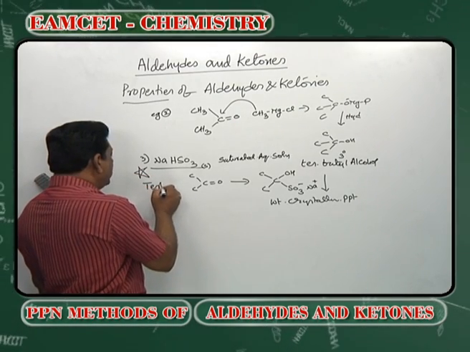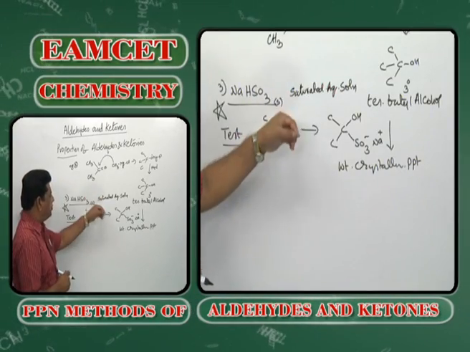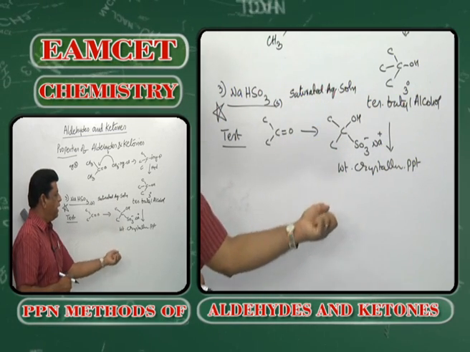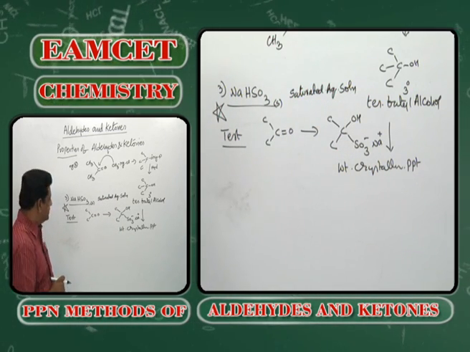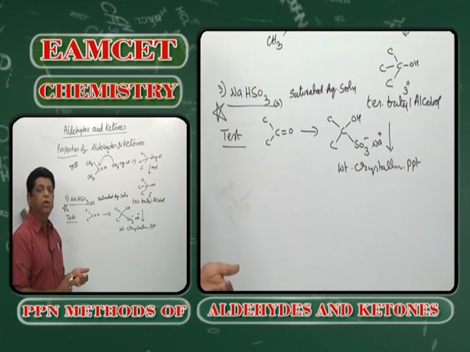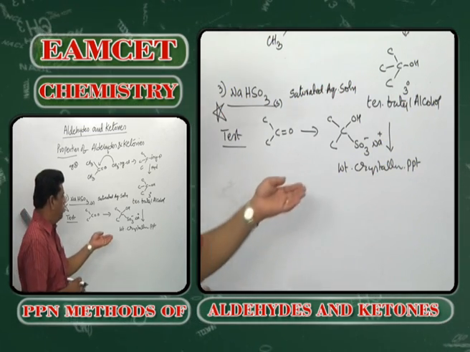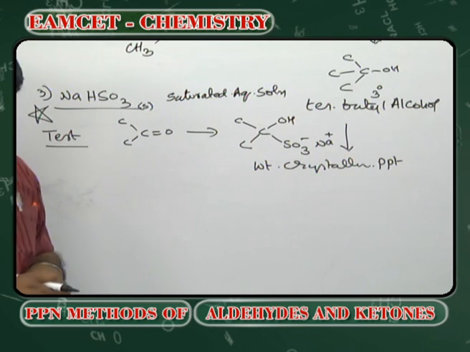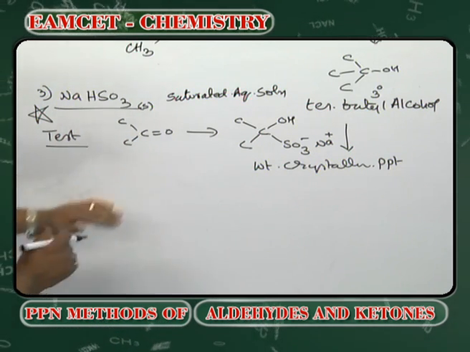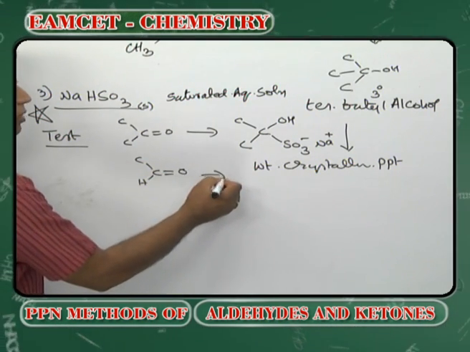It works as a test. So how do you identify a carbonyl compound? A few drops of this compound, if you add it to liquid acetone, immediately you will get a white crystalline precipitate. It works as a test. Other than aldehydes and ketones, compounds like carboxylic acids, alcohols and all others will not give this type of precipitation or white crystalline product. Only carbonyl compounds, aldehydes and ketones, both give this reaction. There is no discrimination between them.